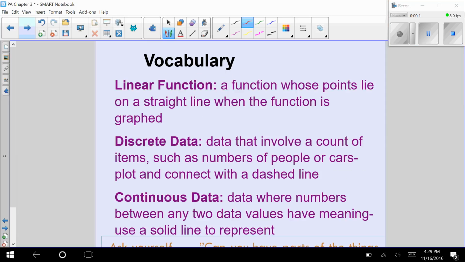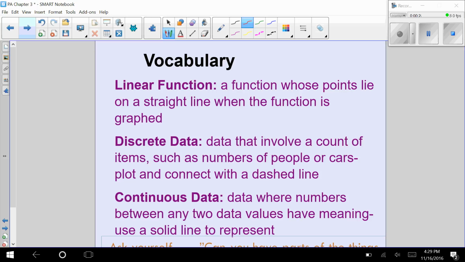A linear function is a function whose points lie on a straight line when the function is graphed. So basically, it makes a line. Discrete data is data that involve a count of items, such as number of people or cars. We plot them and connect with a dashed line.